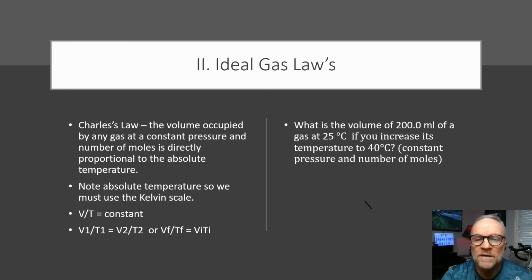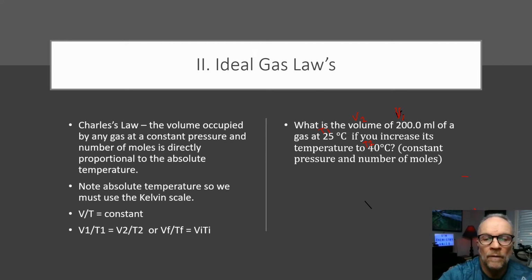Okay, so here it says, what is the volume of 200 milliliters of a gas at 25 degrees C? All right, so here we have a V1, right? Let's use a different color for that because it's not showing up very well. We'll use red, I suppose. V1, right? And then we have T1 here. If you increase the temperature to 40 degrees C, so that's T2, right? So V2 would be the volume there.